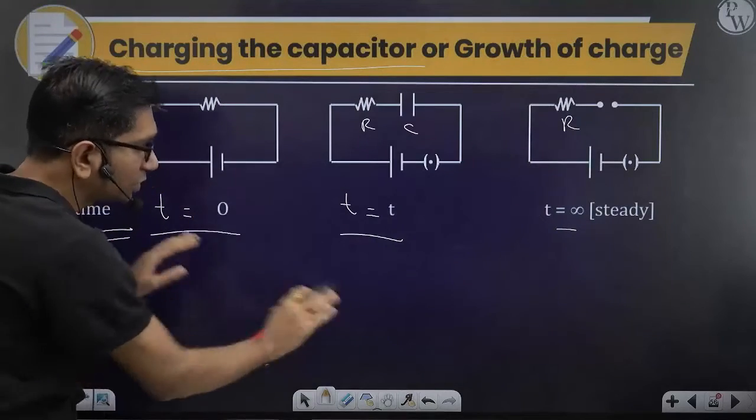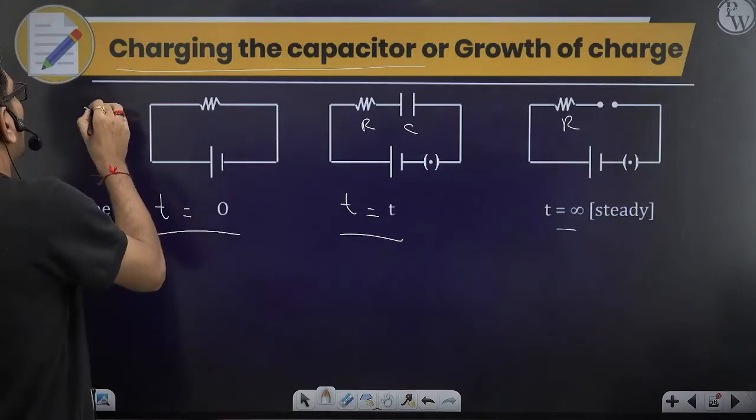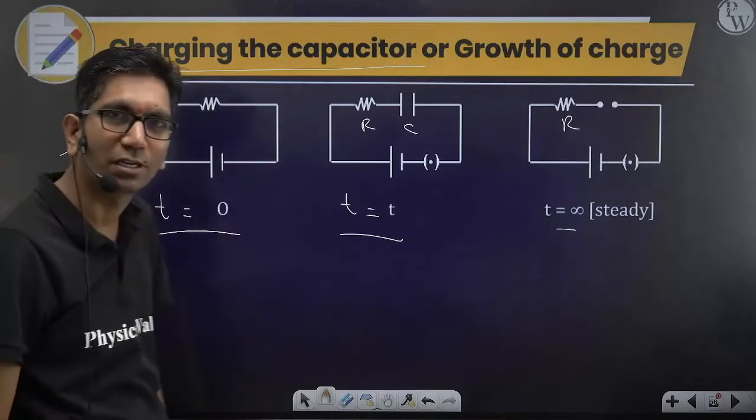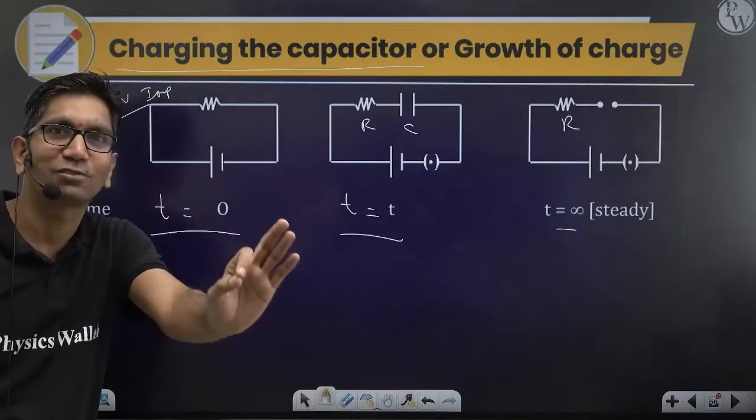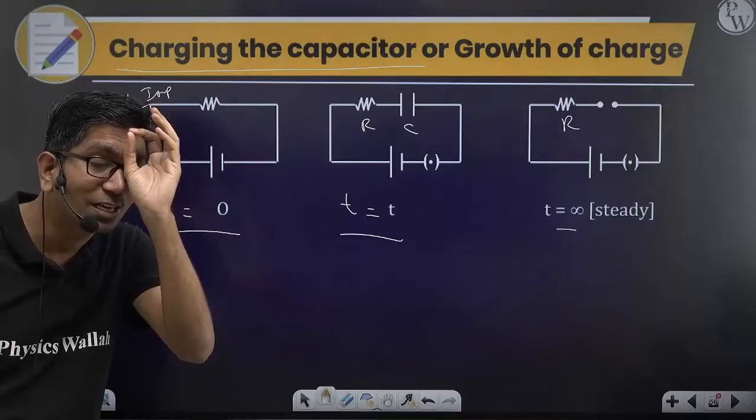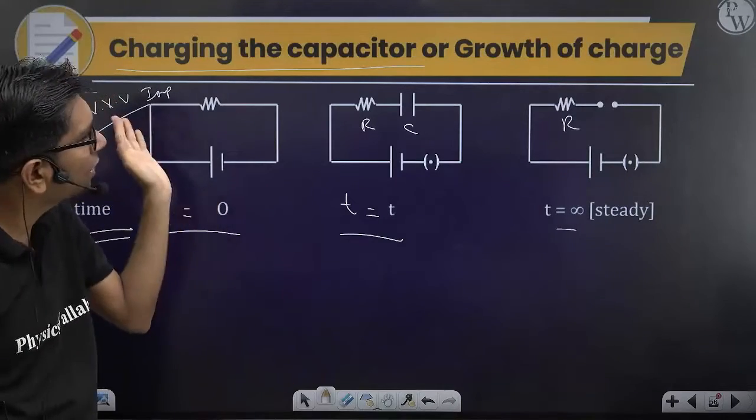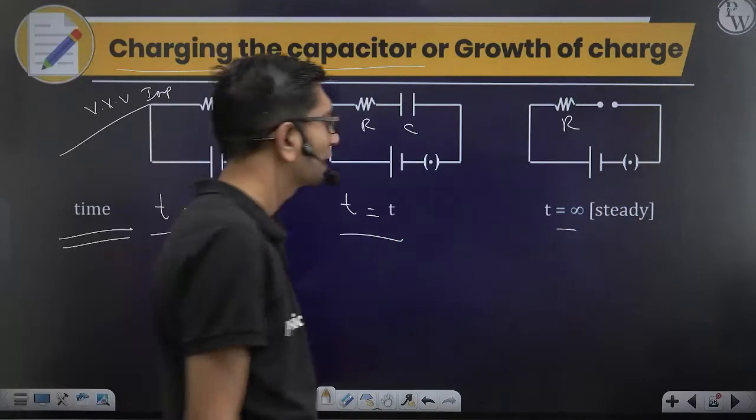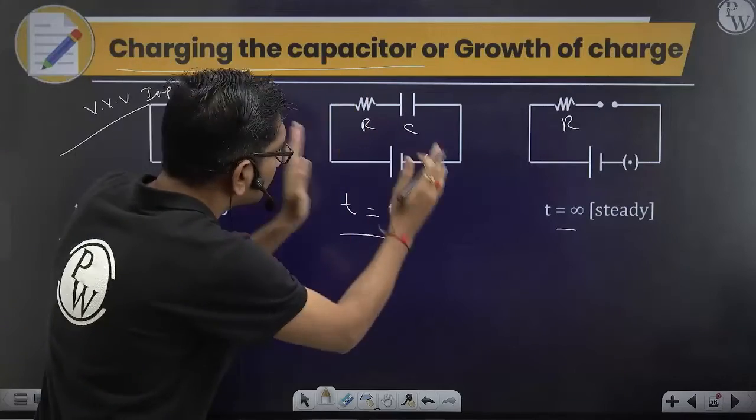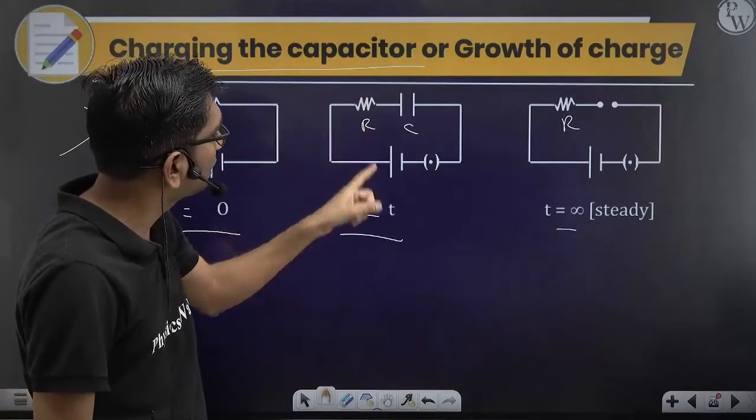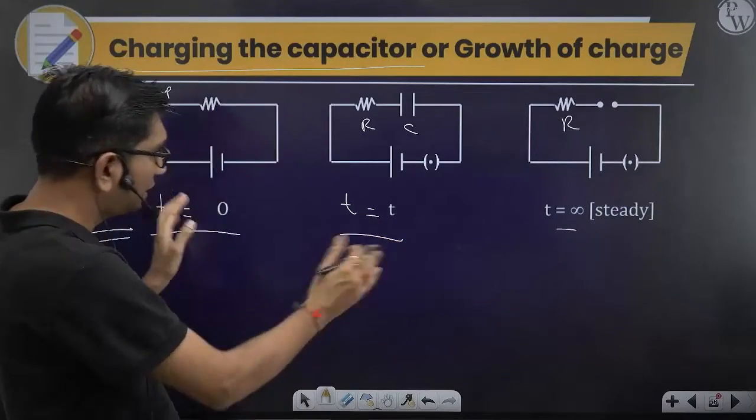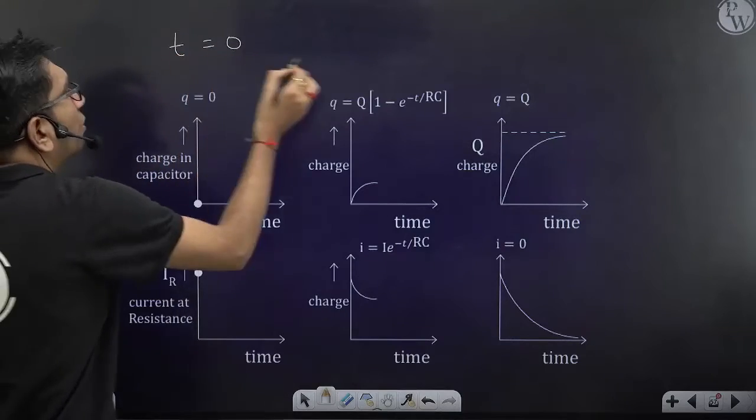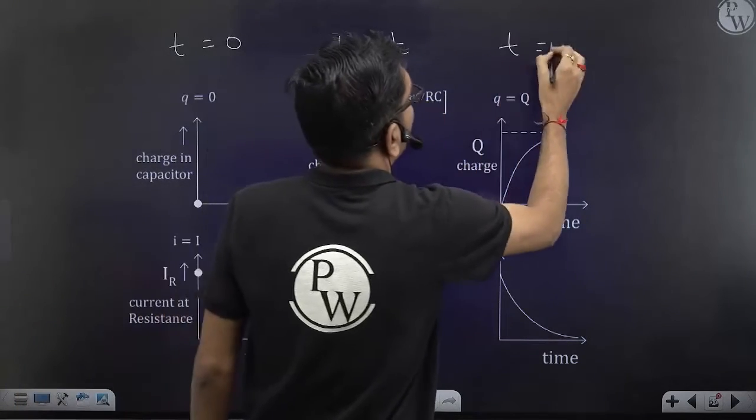Below this is a super trick, very, very important. If you observe the graphs properly, then you are able to solve all the numericals. This is the best graph I have drawn. See here, initially at time t equal to 0, at some time t, at some time infinite. Three cases, in order: time t equal to 0, time t equal to t, and this is at infinite.